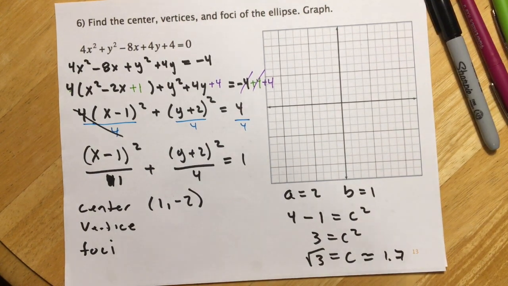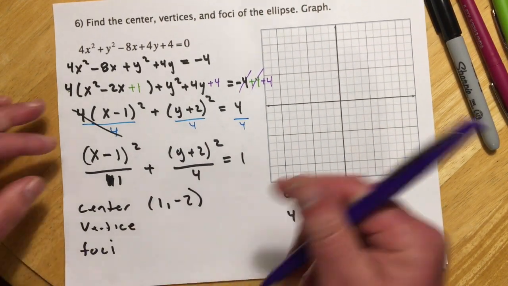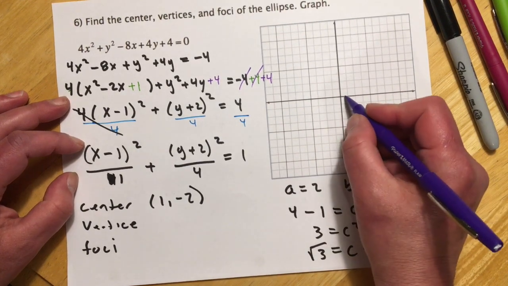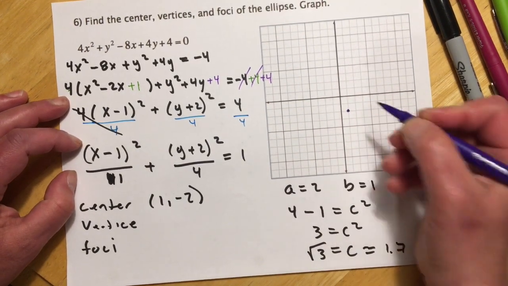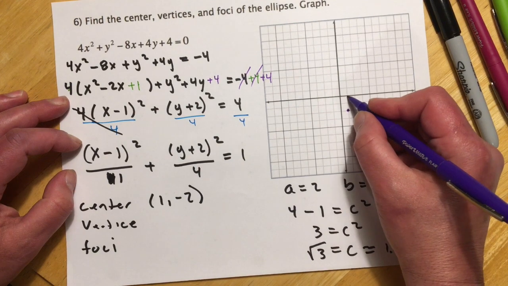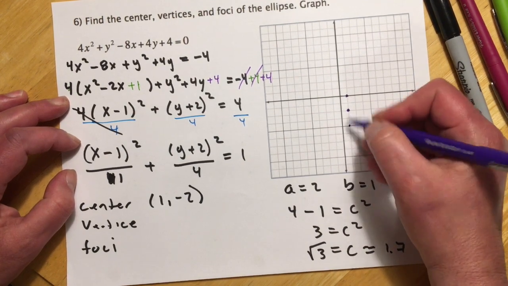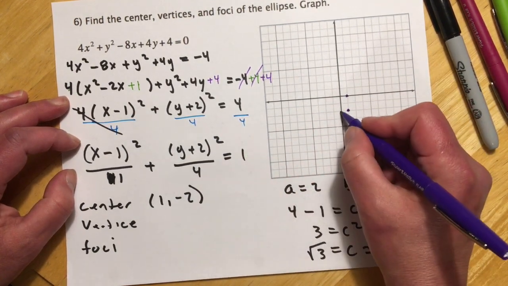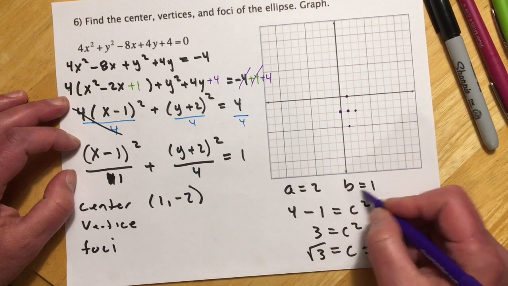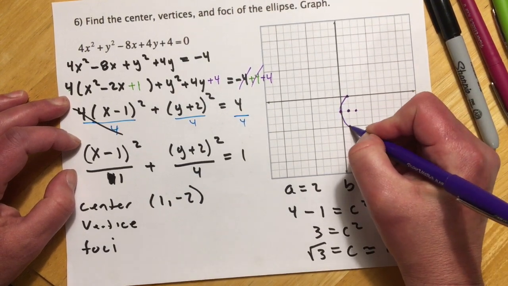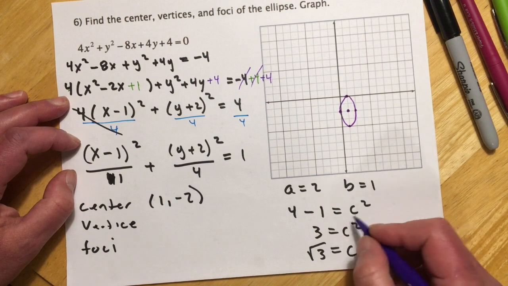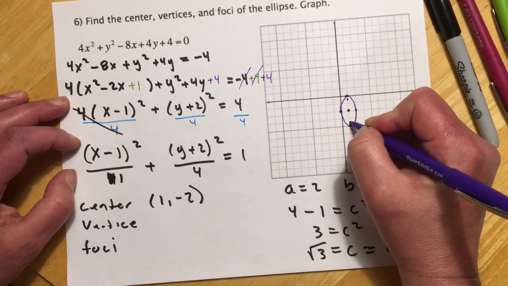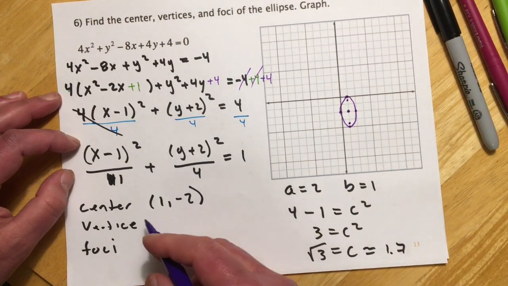And then let's get some of this graphed, and that'll give us these other two. So x is 1 and y is negative 2. We know a is 2, so up 2 and down 2 because it's tall, skinny, because big numbers under y. And then left and right 1 each. So we get that little ellipse right there. And the foci would be about here and about here for when we go to try to figure out the points.